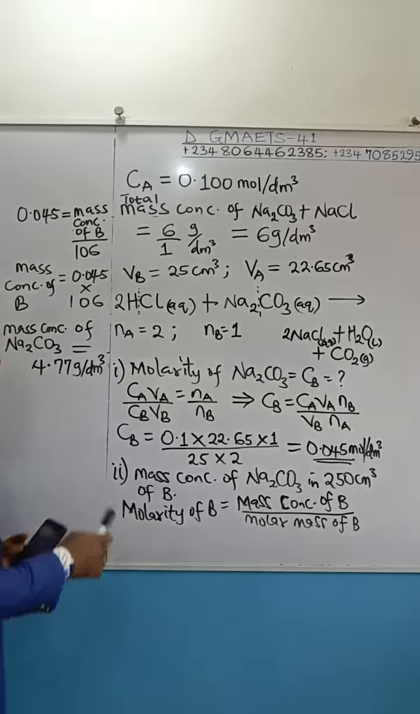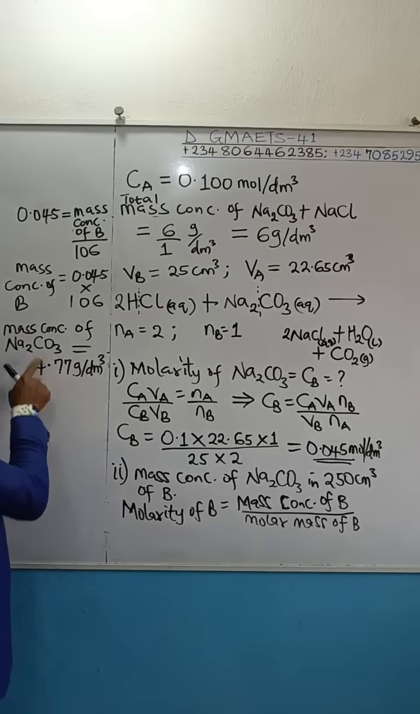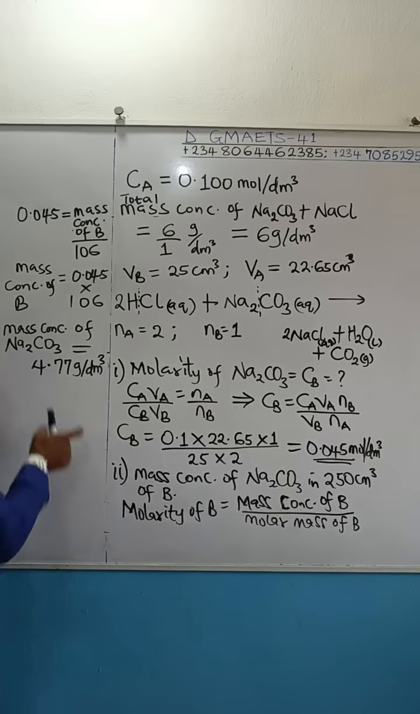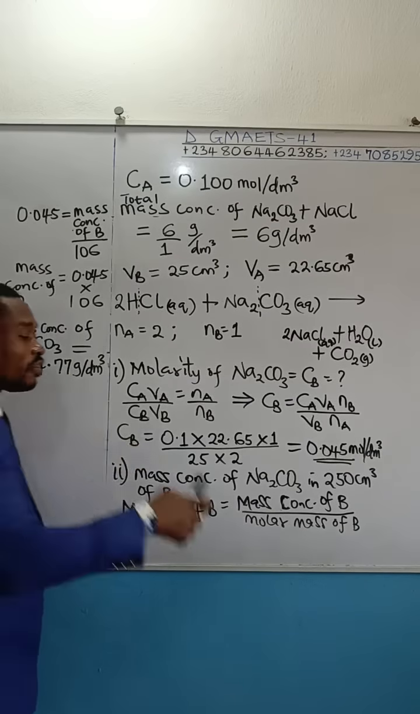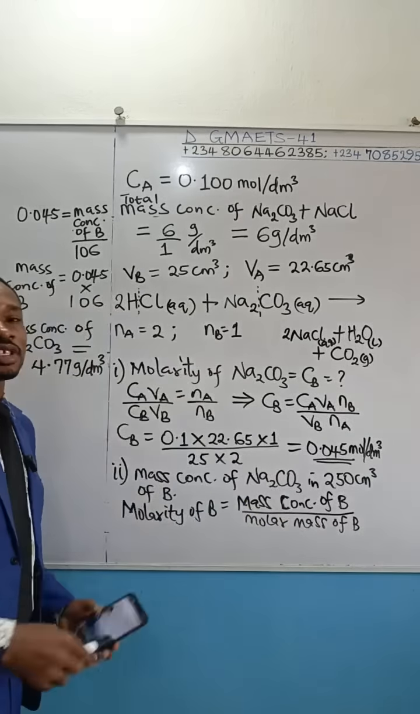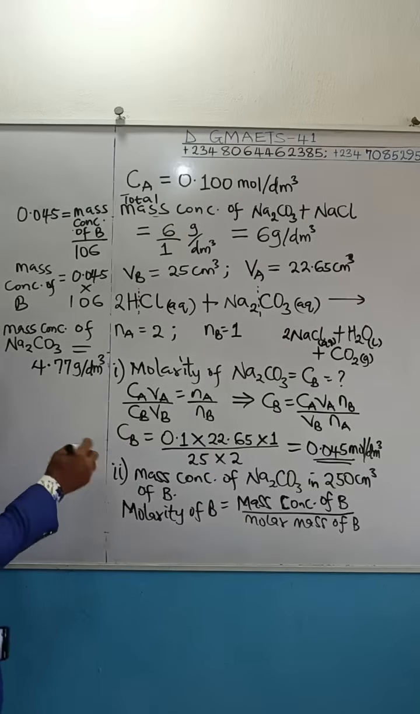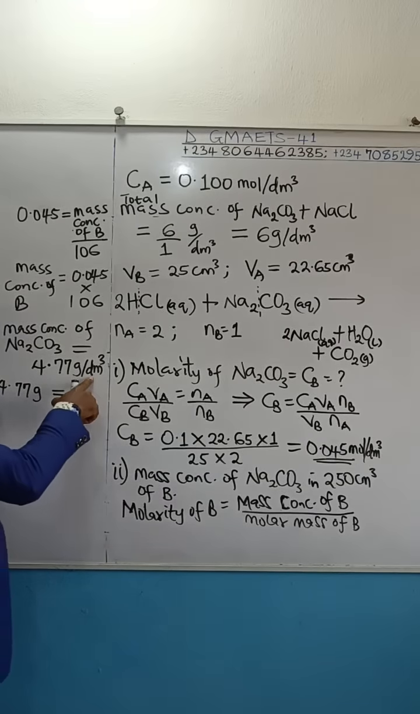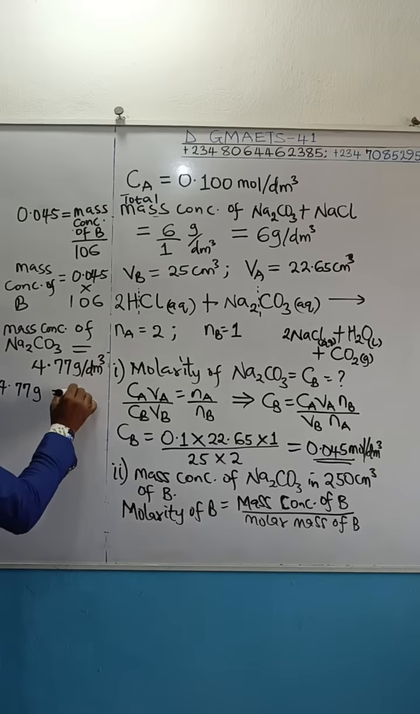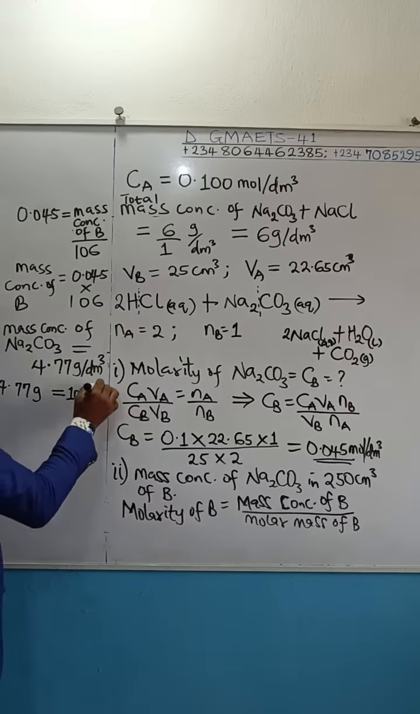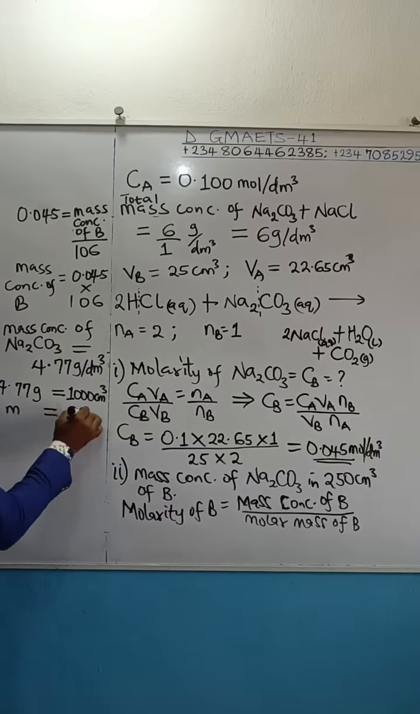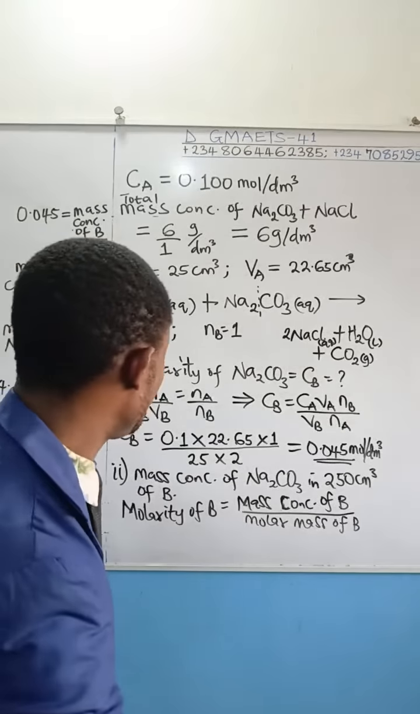So what we are going to do, since we know the mass concentration of sodium carbonate in 1000 cm cube, or otherwise 1 dm cube, we shall now convert this mass to the value that will be in 250 cm cube. And how do we do this? It's simple. From our calculation, 4.77 gram is in 1 dm cube. That 1 dm cube is 1000 cm cube. Therefore, what mass is going to be in 250 cm cube?